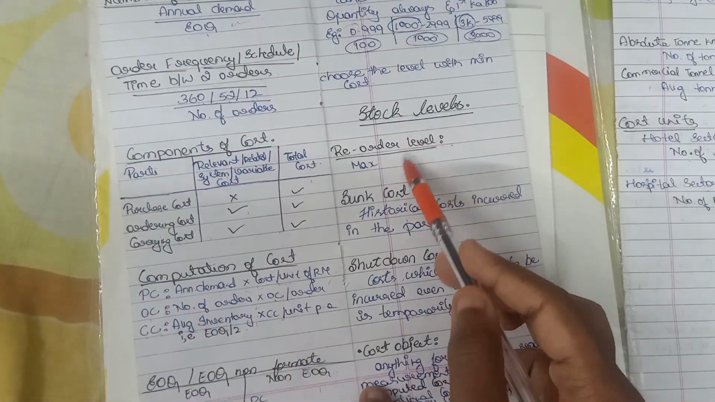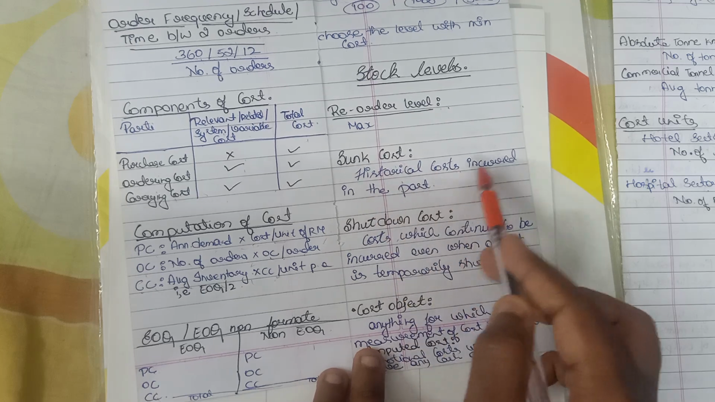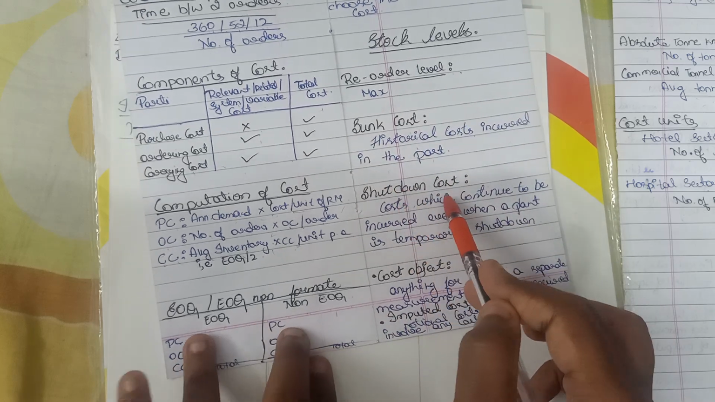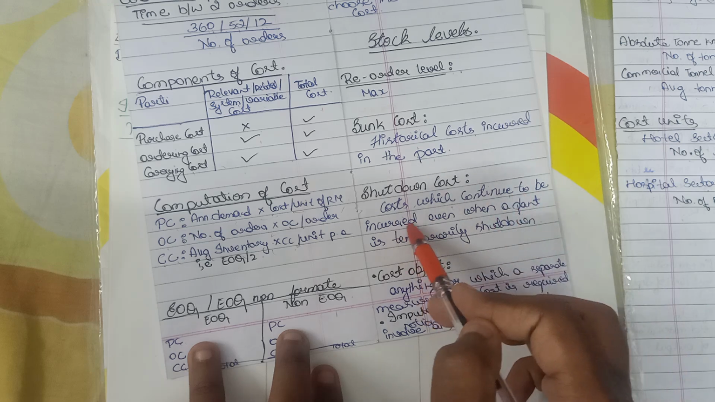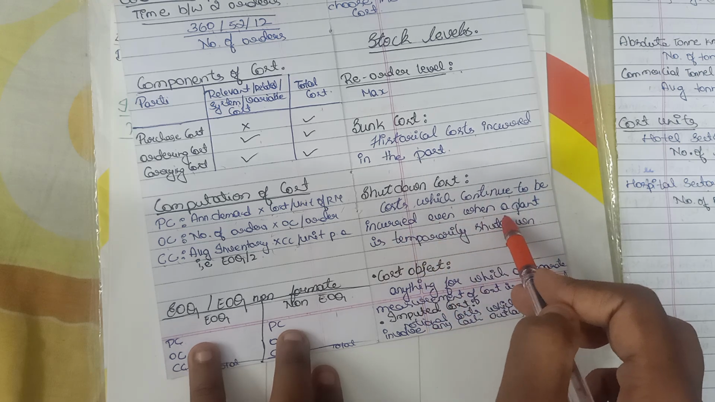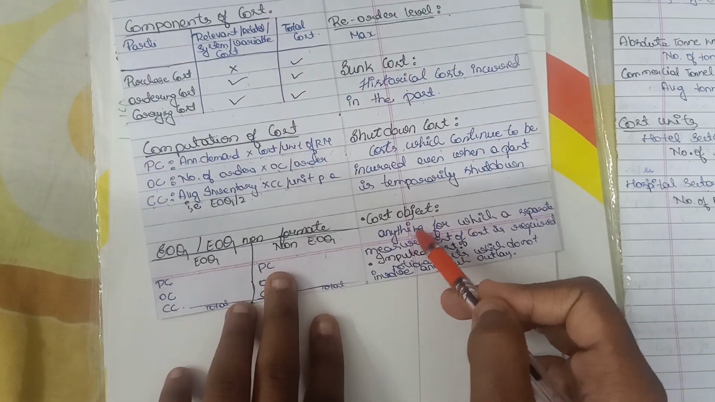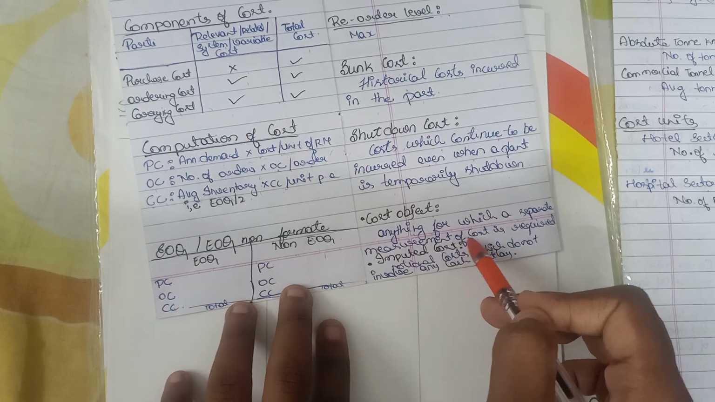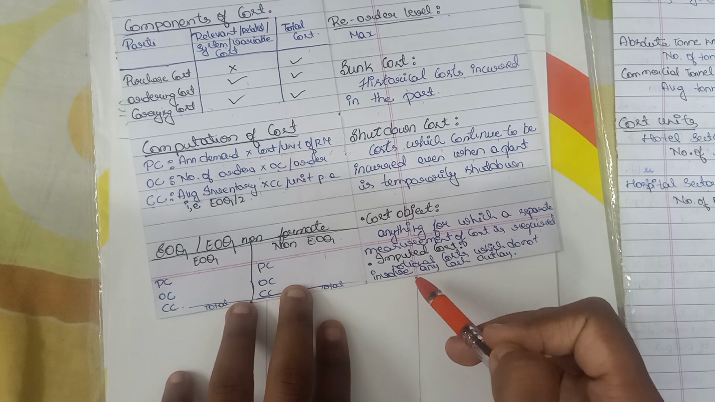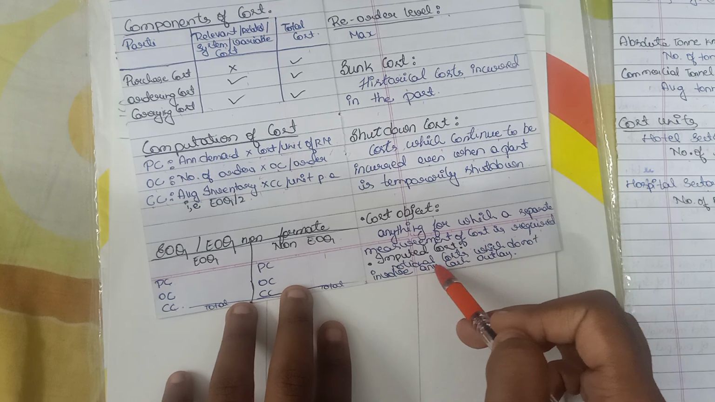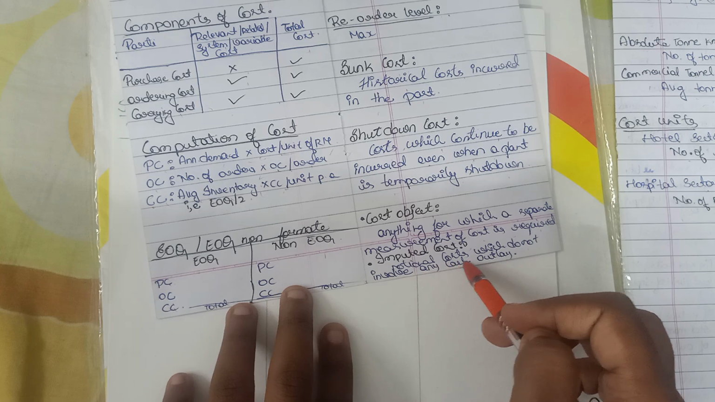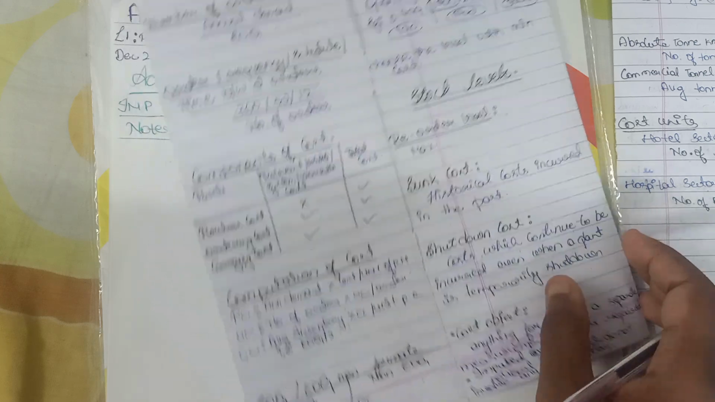In this, stock levels, sunk cost: historical cost incurred in the past. What is shutdown cost? Cost which continues to be incurred even when a plant is temporarily shut down. What is cost object? Anything for which a separate measurement of cost is required. Imputed cost, that is notional cost which does not involve any cash outlay.